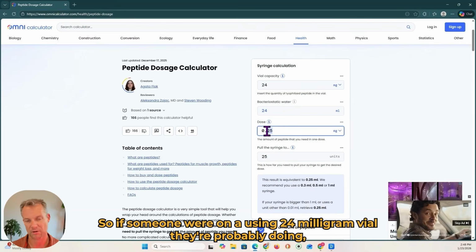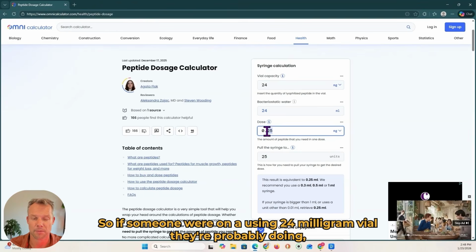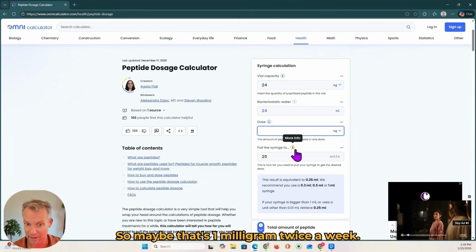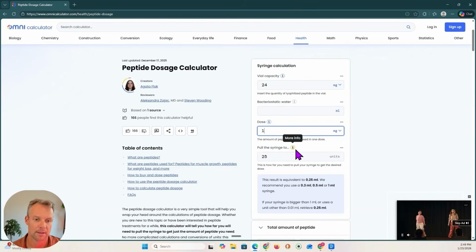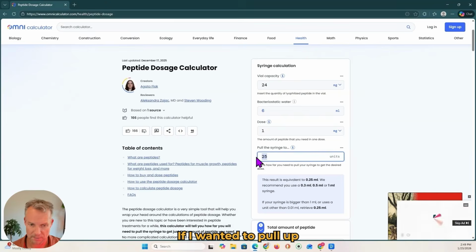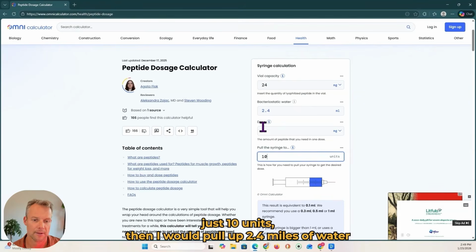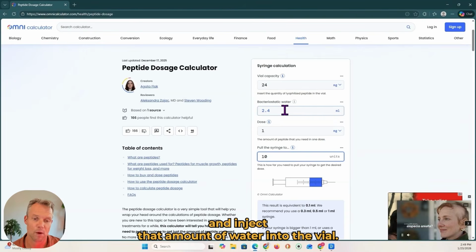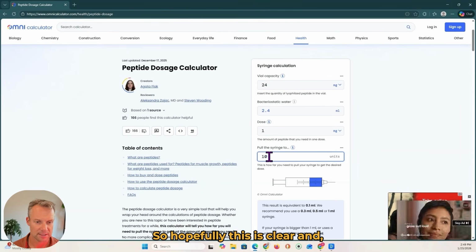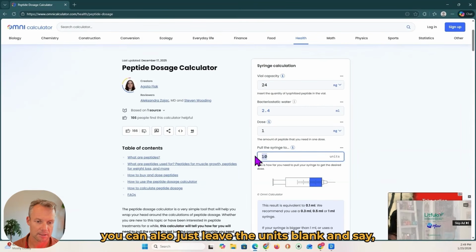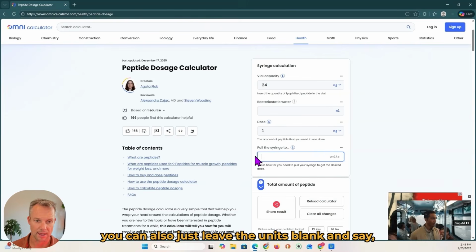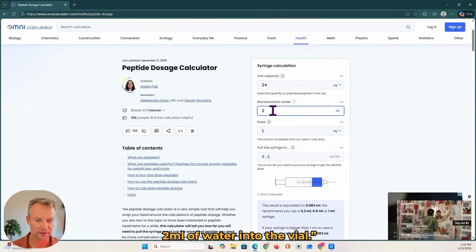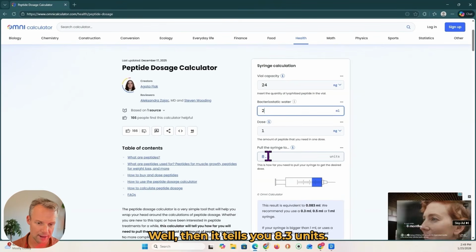So if someone were using a 24 milligram vial, they're probably doing, I don't know, at least 2 milligrams a week. So maybe that's 1 milligram twice a week. If I wanted to pull up just 10 units, then I would pull up 2.4 mLs of water and inject that amount of water into the vial. So hopefully this is clear. And you can also just leave the units blank and say, hey, I'm just going to put in 2 mLs of water into the vial. Well, then it tells you 8.3 units.